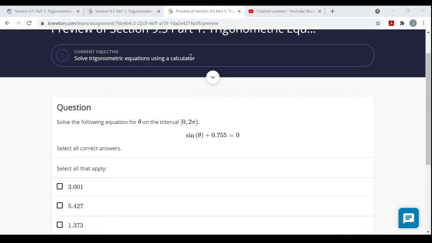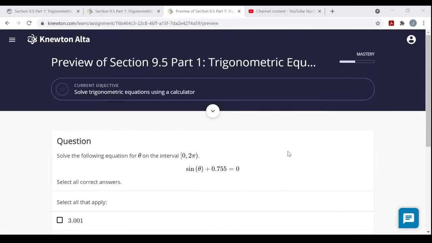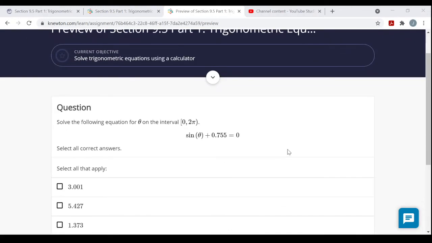Again, if you want to see how they're instructing you, click on more instruction, look at their videos, their notes, their examples. Hopefully those help you.